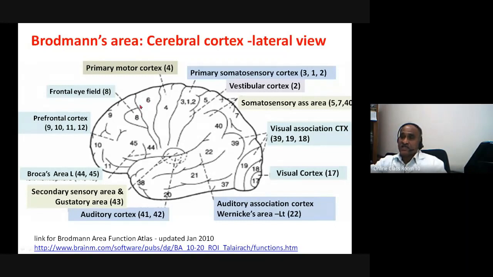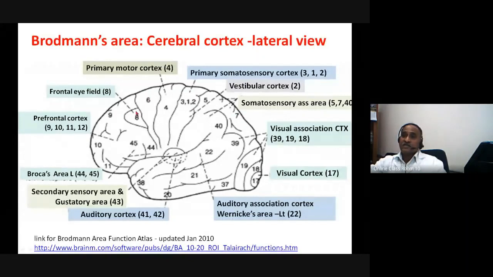That means area 6 is the supplementary motor area and the premotor area. Then 7 comes here. You just see that 7 is here. This 7 is again a somatosensory association area, similar to 5. 5, 7, 6.